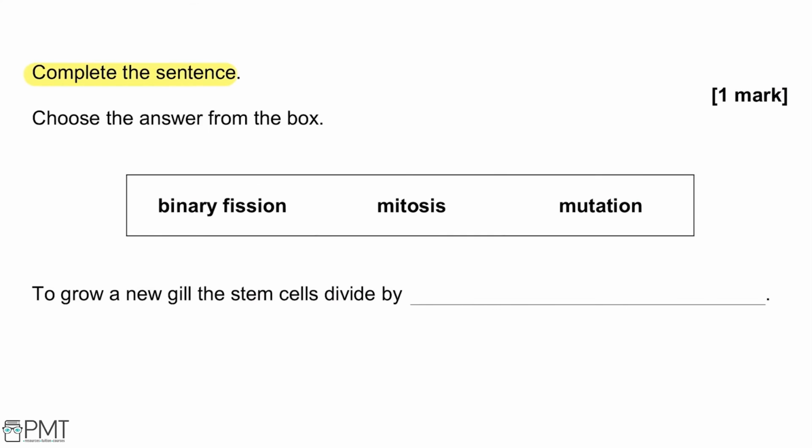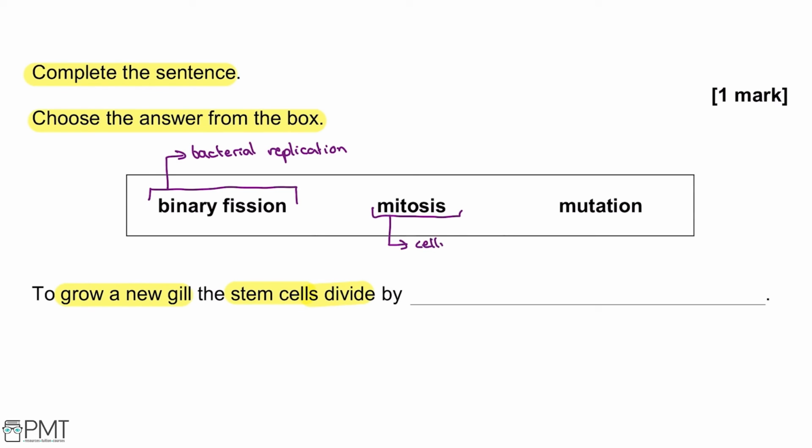Complete the sentence and choose an answer from the box. So in our box we've got binary fission, mitosis and mutation. And the sentence says, to grow a new gill, stem cells divide by blank. So we've got to figure out which of these words fits. Now, binary fission is the process by which bacteria divide. Mitosis is the way in which most of your body cells will divide.